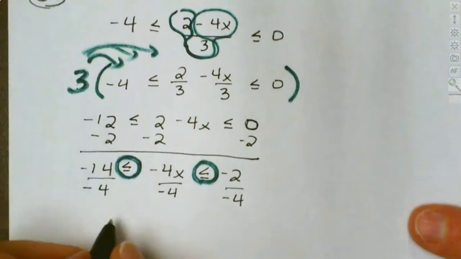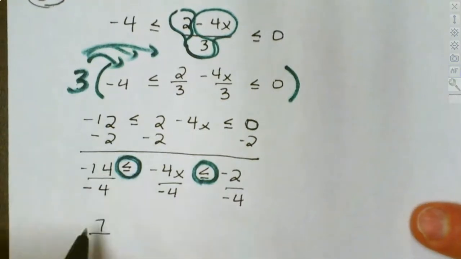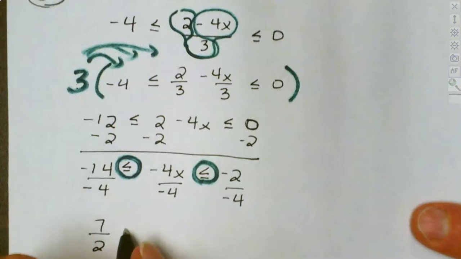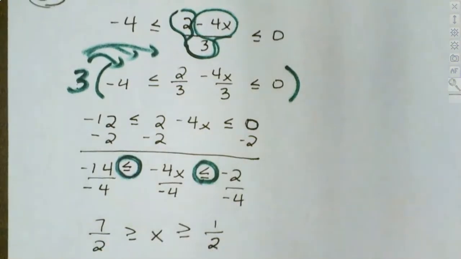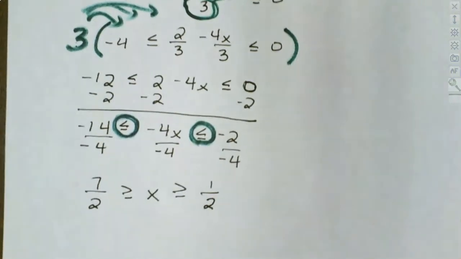So negative and negative makes it a positive 7 over 2 when you reduce. Switch your sign. X is in the middle. Switch your sign. Negative and negative makes it a positive 1/2 when you reduce. 2 over 4 makes it a half.